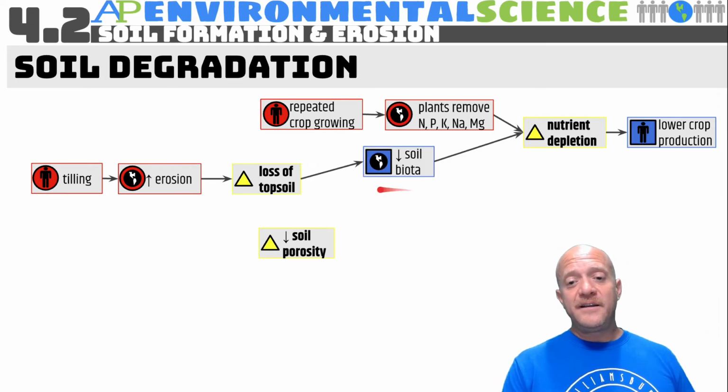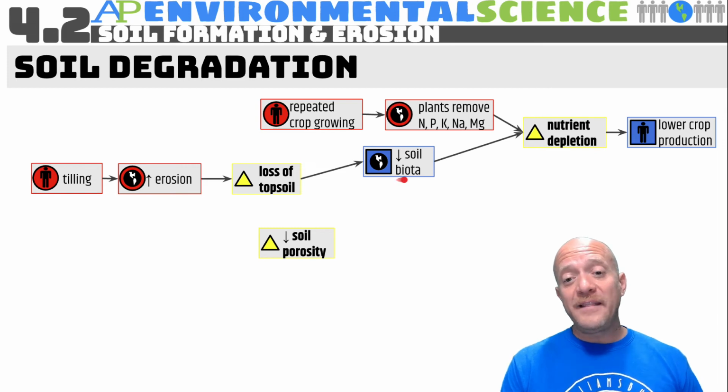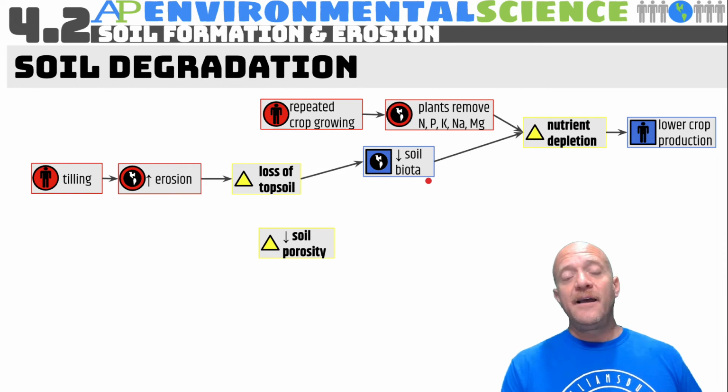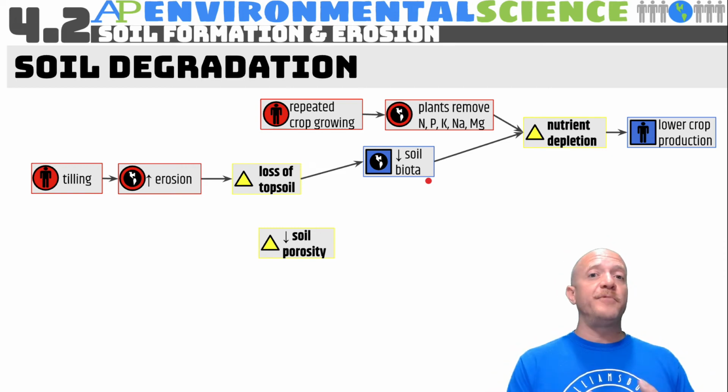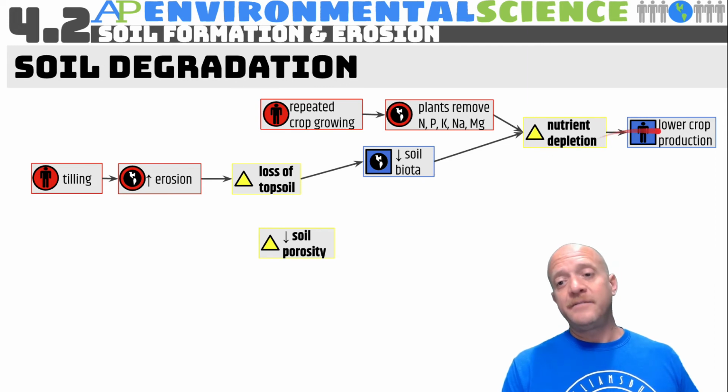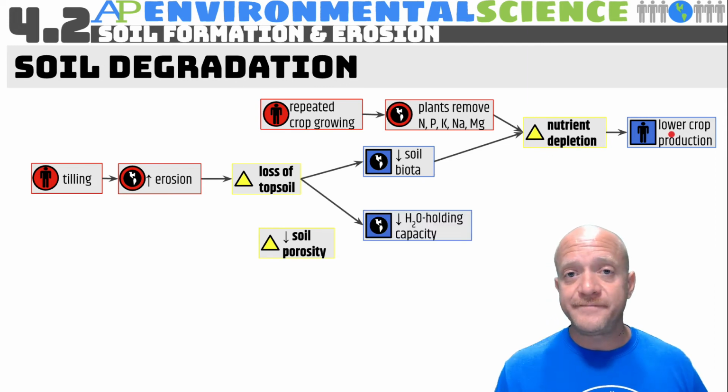When that happens, the soil biota, or the living organisms in the soil, are going to be decreased. You're not going to have as much bacteria. You may rid yourself of a lot of beneficial fungi. That can lead to nutrient depletion, which then can lower crop production.